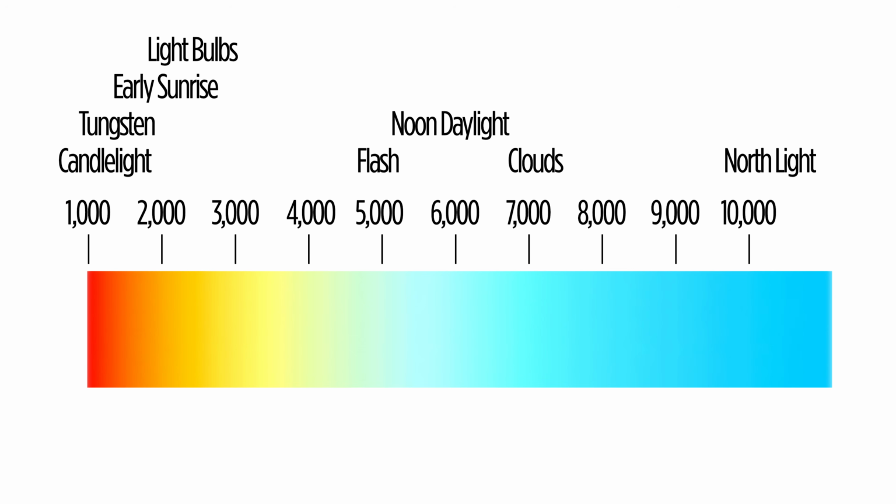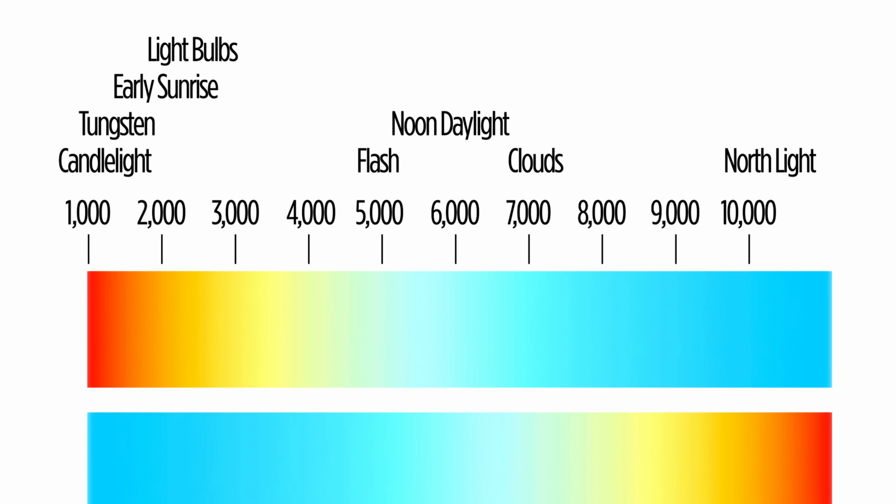On the left-hand side are the warm colors, the reds through oranges through yellows, and then we move into the blues at the higher temperatures. If you've ever paid attention to the white balance colors in Lightroom, you'll notice it's the opposite of this. In Lightroom, it's blue on the left and warm on the right. So cool on the left, warm on the right.